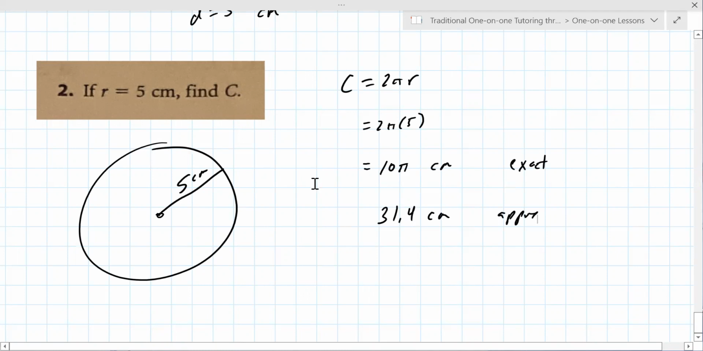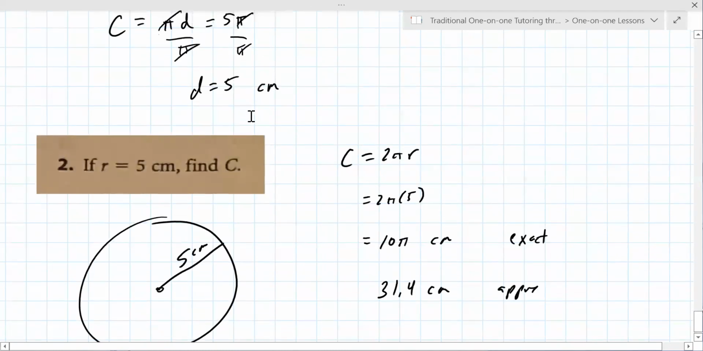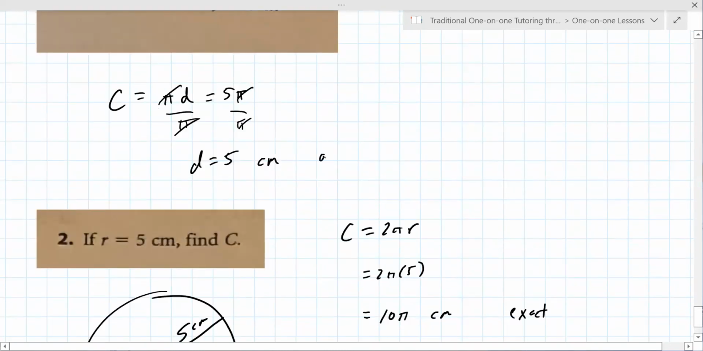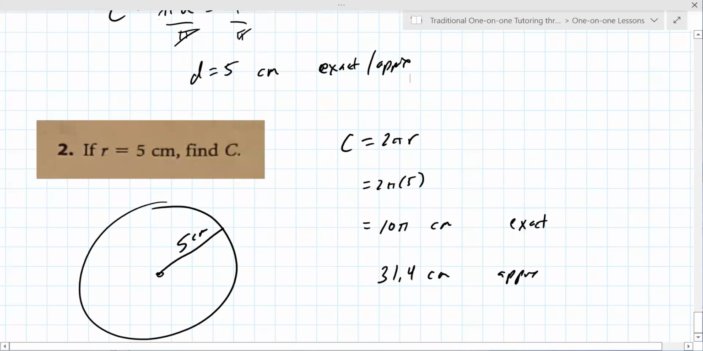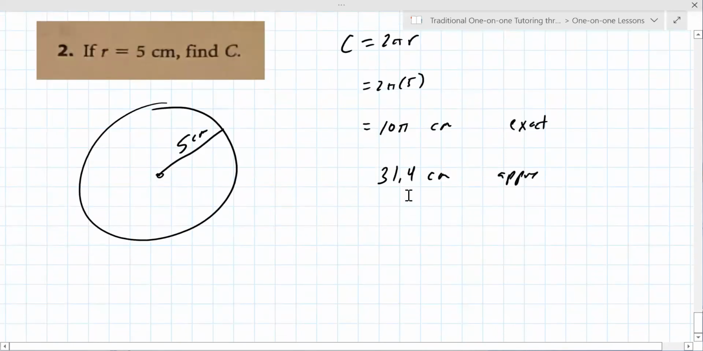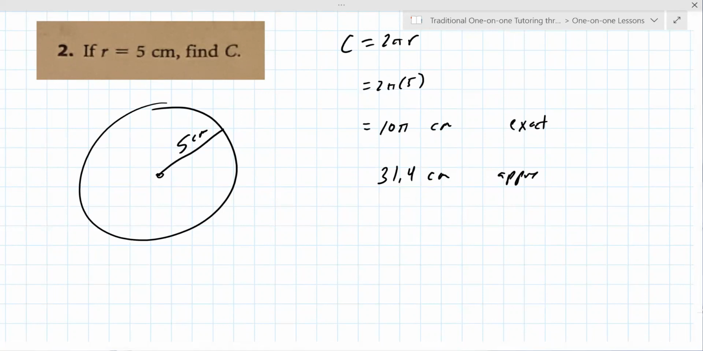Now you might ask, well, why didn't we do that in the previous problem? It's because this is both the exact and the approximate. That's the only possible answer. And to your point, if you want to explain this to someone, you would say it's 31.4 centimeters because that means something to us. All right, so let's look at number 3.